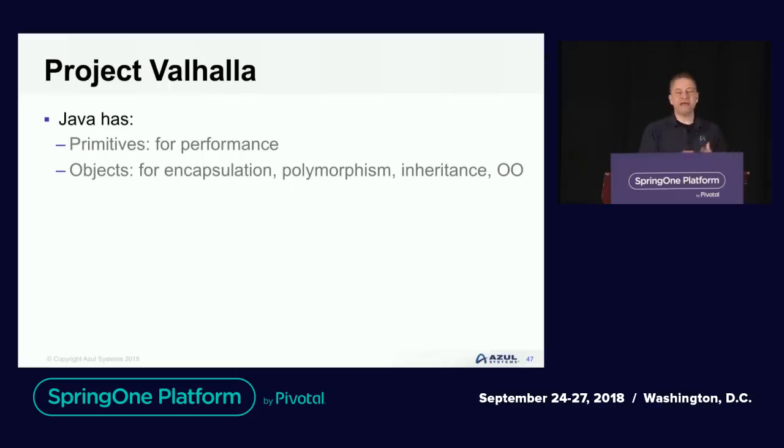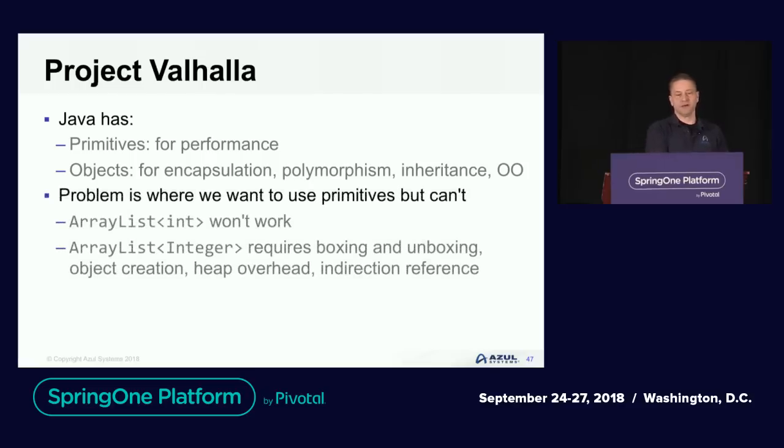Now we don't really need that, but we're stuck with primitives, and we have situations where we might want to use primitives rather than objects. Classic example of that is we can't do an array list of int because it's a primitive. We need an object type, so we have to do array list of integer, which has all the overhead of boxing, unboxing, generating objects, putting them on the heap, needing garbage collection, and so on. So Project Valhalla is about actually being able to do an array list of int rather than integer.